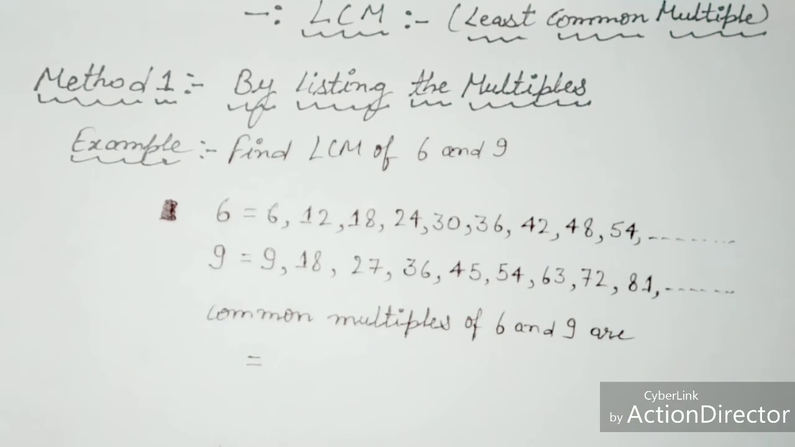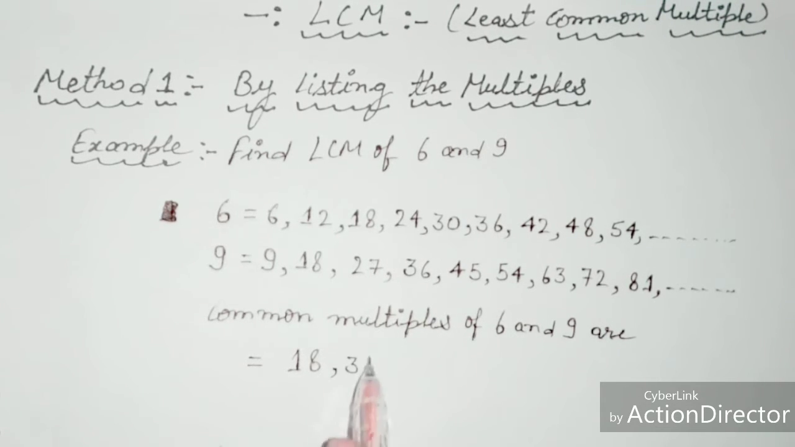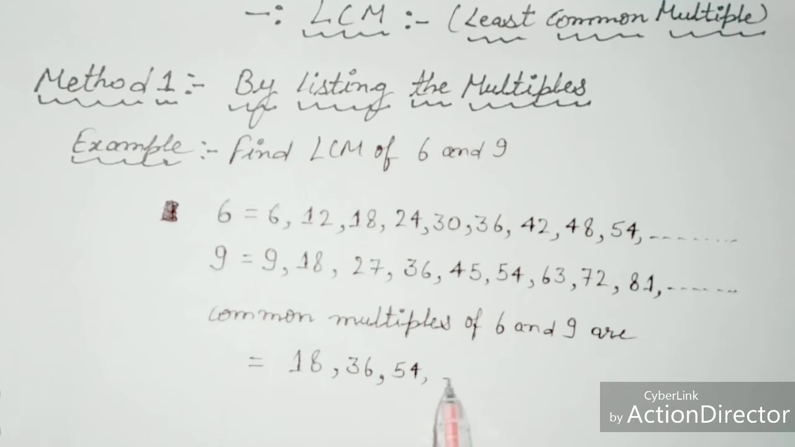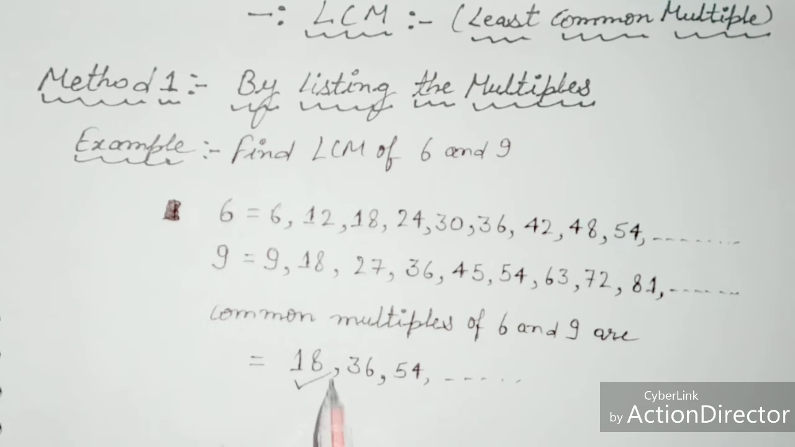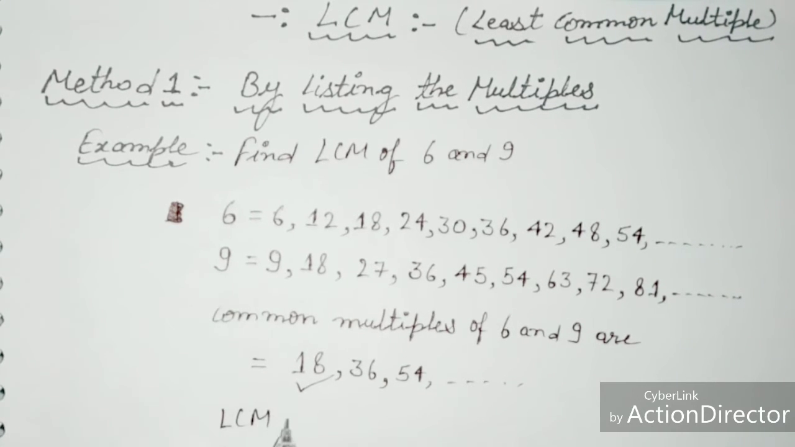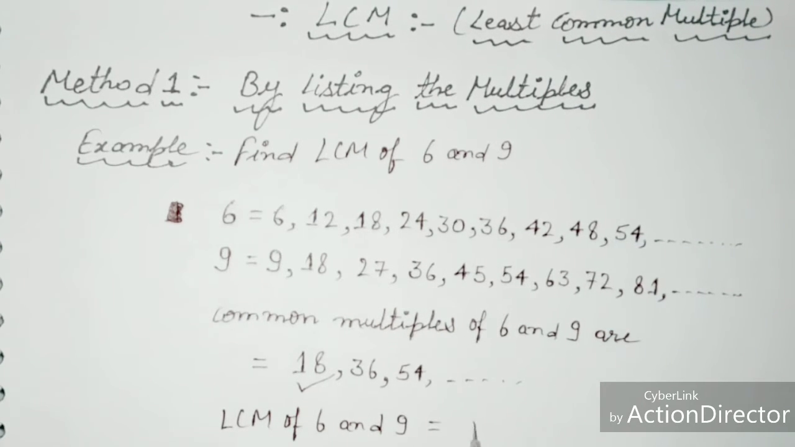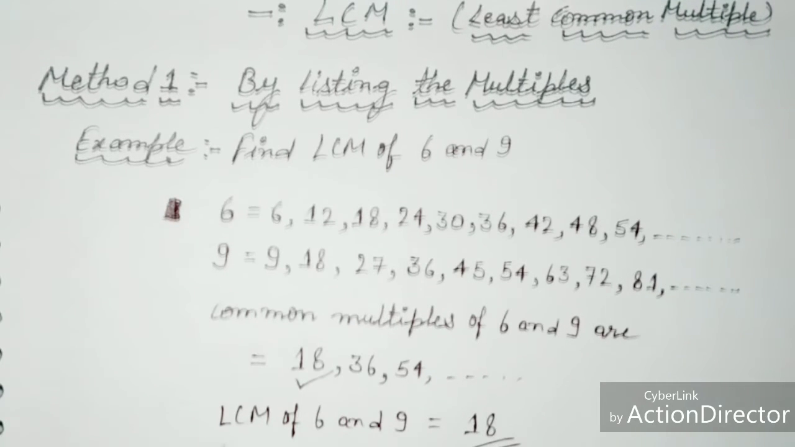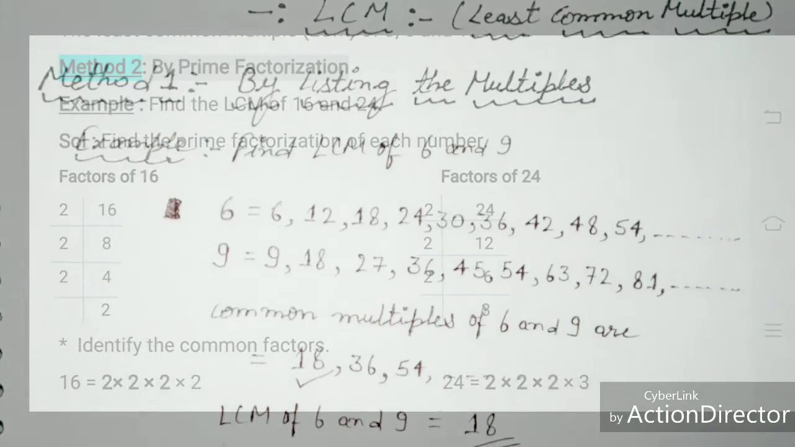The common multiples of 6 and 9 are 18, 36, 54 and other multiples. We select the least common multiple of 6 and 9. So here 18 is the least common multiple of 6 and 9. So the LCM of 6 and 9 equals 18. Students, using this method we find the LCM of two or more numbers.